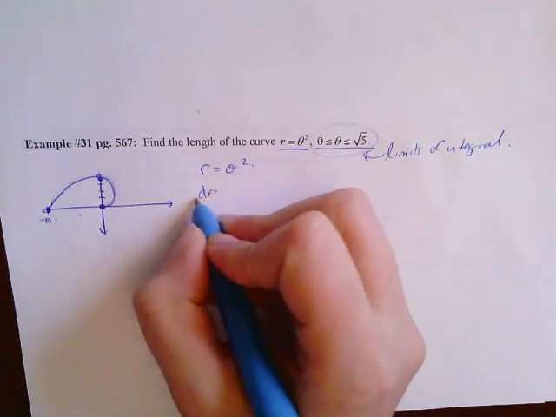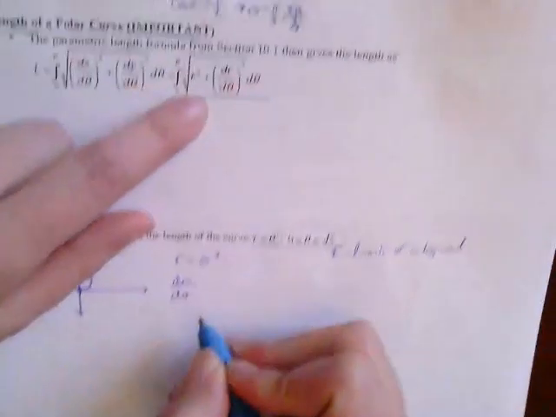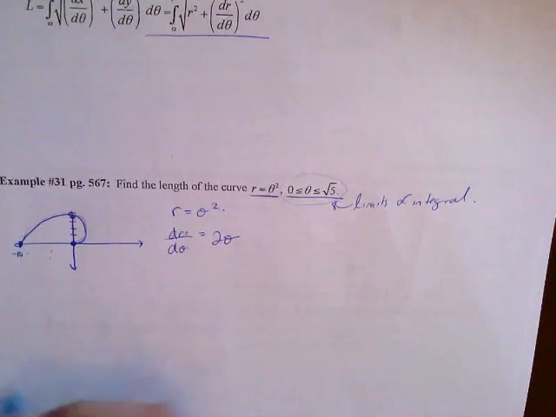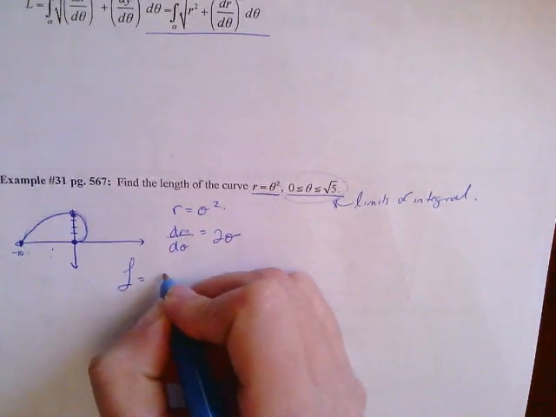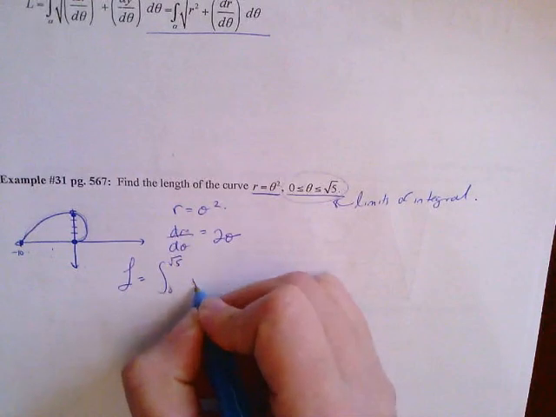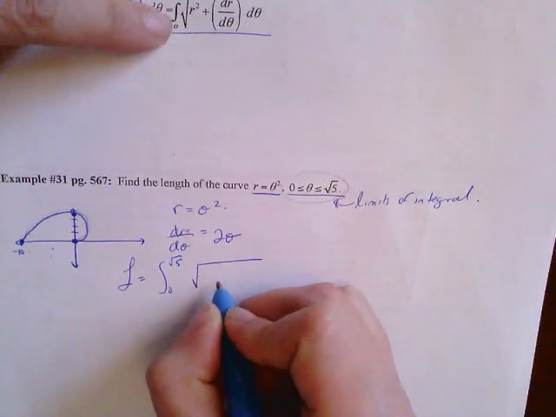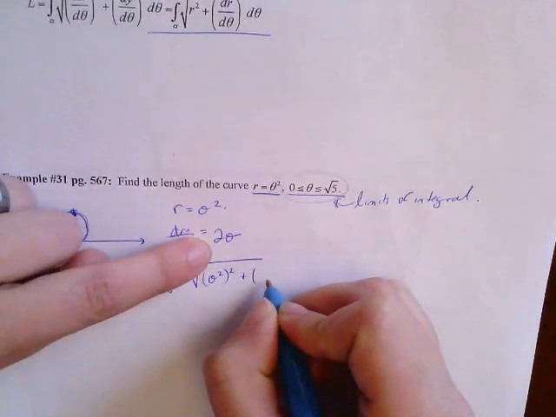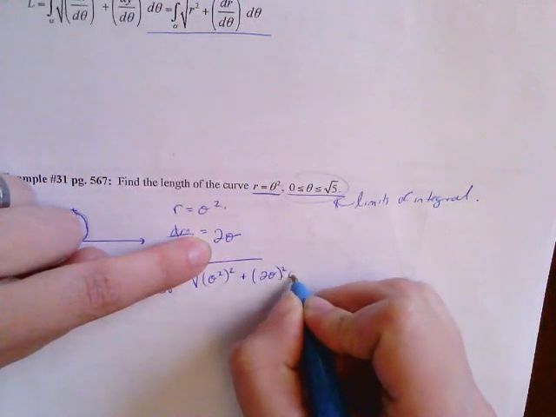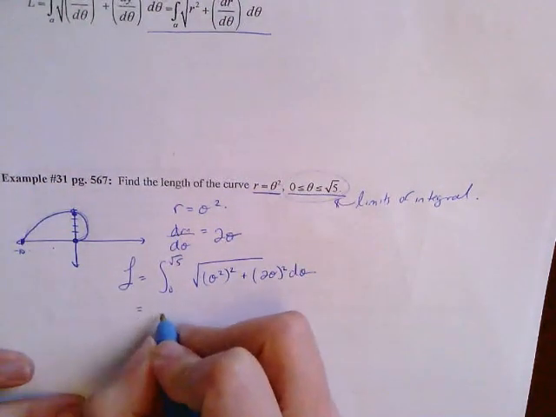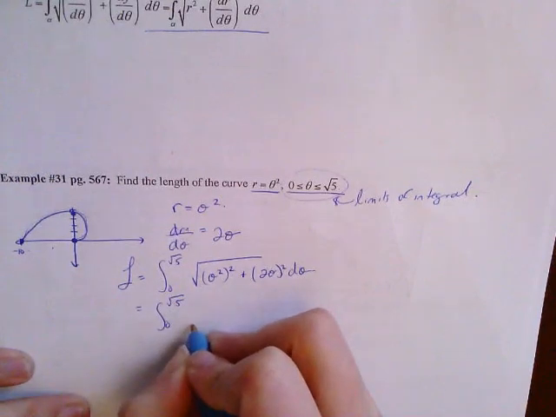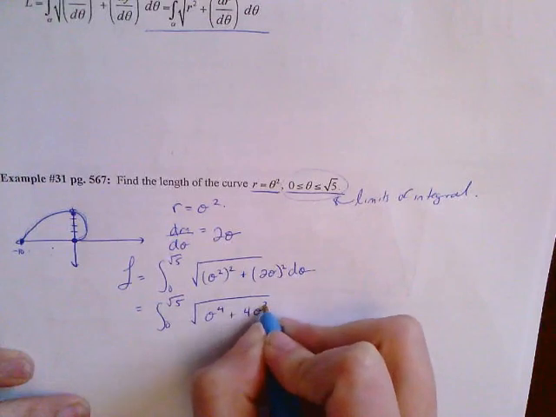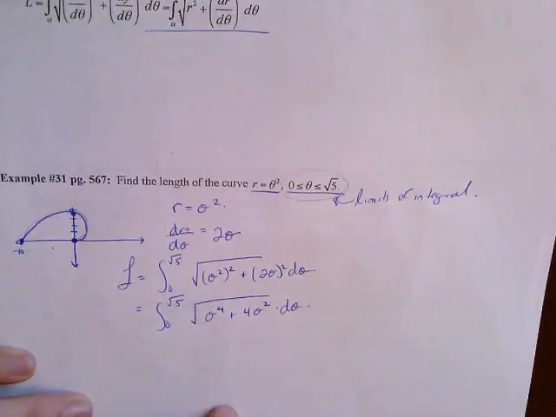And then we know that dr d theta, because we need both of those for our equation, is going to be 2 theta. And now we know that the length from 0 to square root of 5 is going to be the integral of r squared, which is theta squared squared, plus dr d theta squared, which is 2 theta squared, d theta. And then we can start solving this. So first we simplify, so this is theta to the 4th plus 4 theta squared d theta.